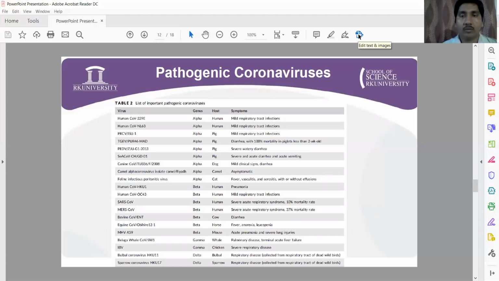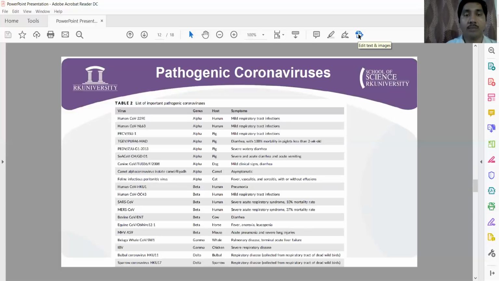The pathogenic coronavirus has a huge list of important pathogenic viruses, as you can see on your screen. It has four genera: alpha, beta, gamma, and delta. And the hosts range from human to pig, dog, camel, cat, then birds also, chicken, whale, mouse. These are all the diverse hosts in which the virus survives. And examples are in front of your screen.